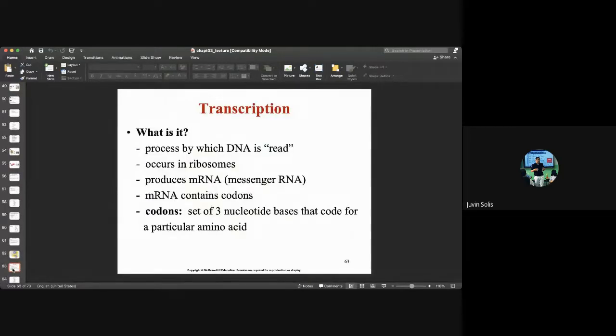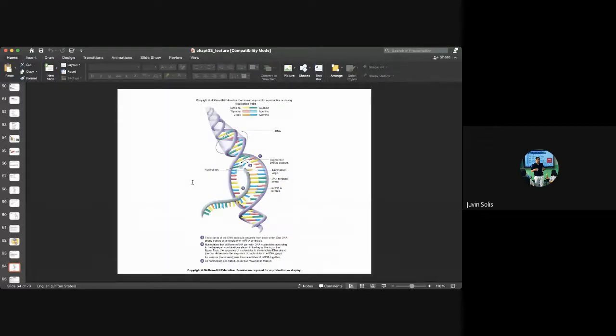Okay, transcription is the process in which DNA is read. And it produces your mRNA. The M in mRNA here is your messenger. And it has 3 sets of nucleotide bases that code for a particular amino acid, and we call those your codons. Here, just like this one.